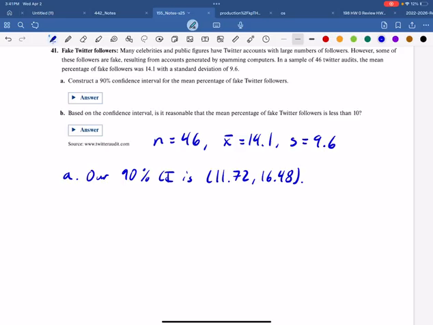And so then, is it reasonable that the mean percentage of fake Twitter followers is less than 10? Note that 10 is not in our confidence interval. So you can interpret the confidence interval as the list of reasonable values, reasonable estimates for mu. So no, it's not reasonable.